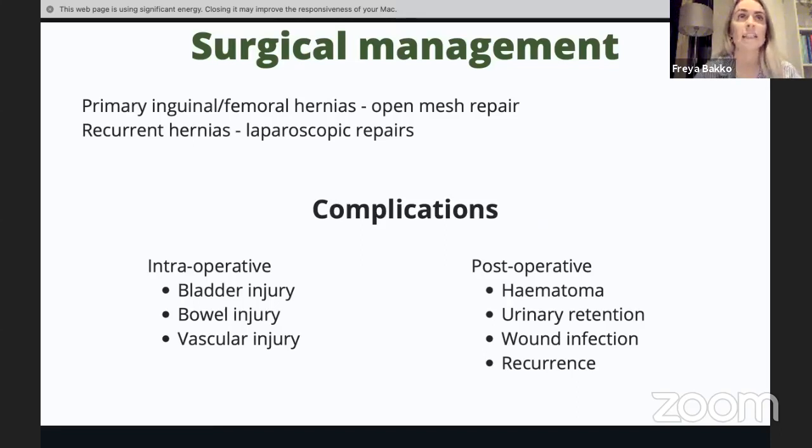In a bladder scan, it's quite difficult to know when to catheterize or not. I would say if the patient's in discomfort and has around 500 plus milliliters in their bladder, it's probably best to catheterize the patient and let the seniors make a decision as to when to trial without a catheter. Wound infection is quite common, so make sure you assess the wound if they're complaining of excessive pain or whether they're showing signs of infection. And then a recurrence of hernia is also quite common, unfortunately.